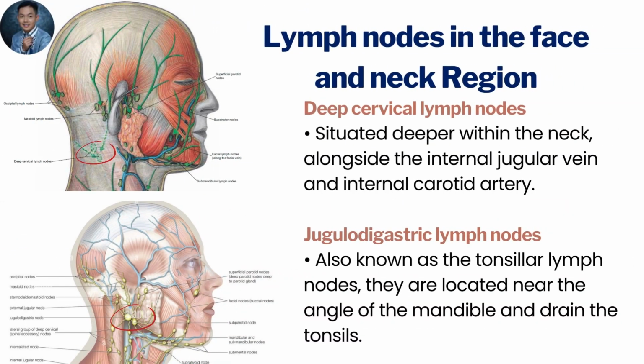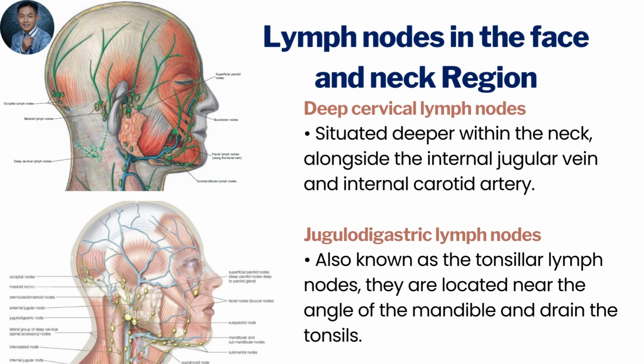The next one is the deep cervical lymph nodes, situated deeper within the neck, alongside the internal jugular vein and internal carotid artery. The deep cervical lymph nodes play a crucial role in filtering lymphatic fluid and participating in the immune response. They contain lymphocytes and macrophages that help trap and destroy foreign particles, pathogens, and cellular waste materials. These nodes are particularly involved in defending against infections, inflammation, and diseases affecting the deep tissues of the head, neck, and throat.